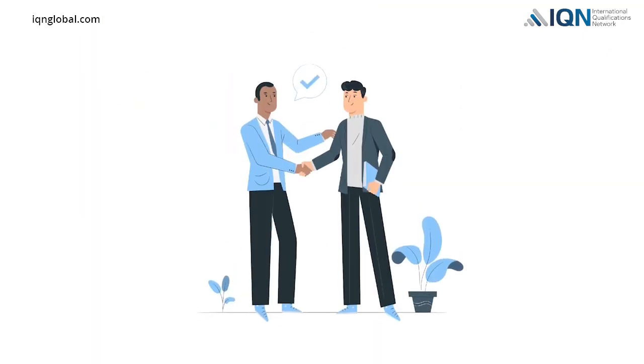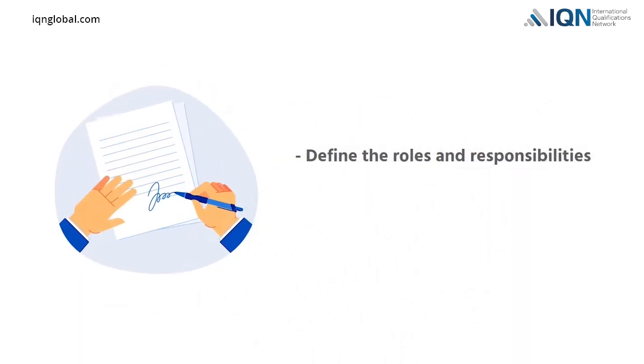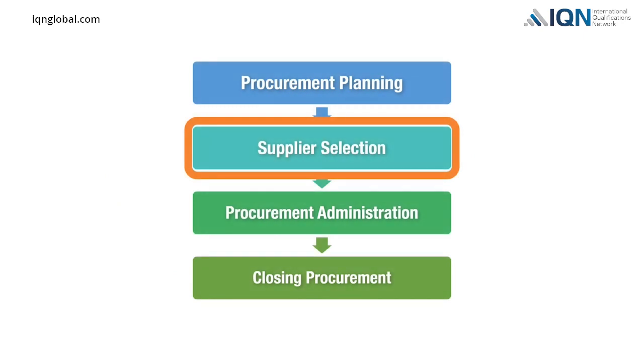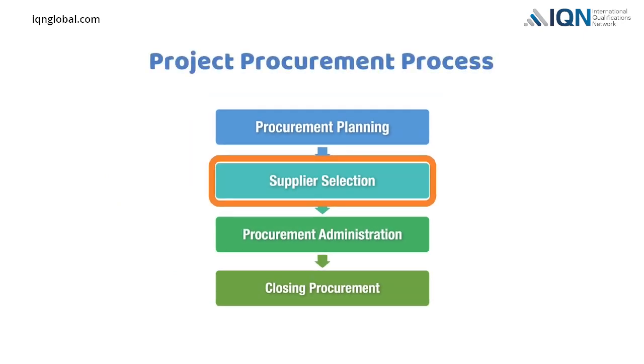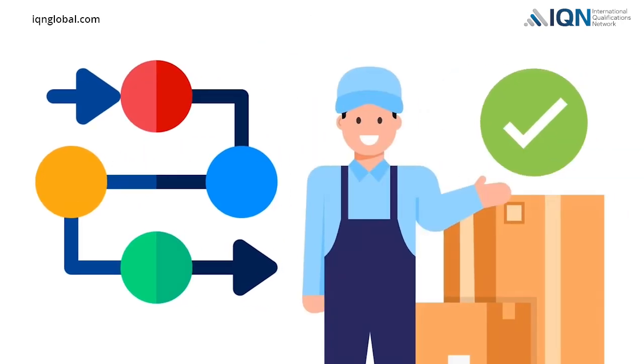After selecting the supplier, the project team will sign an agreement with the selected supplier. The purpose of this contract is to define the roles and responsibilities of both parties clearly and make things legally binding. To summarize, we can say that supplier selection is a critical step in the project procurement process. By following a systematic approach, we can select the right supplier for our procurement.